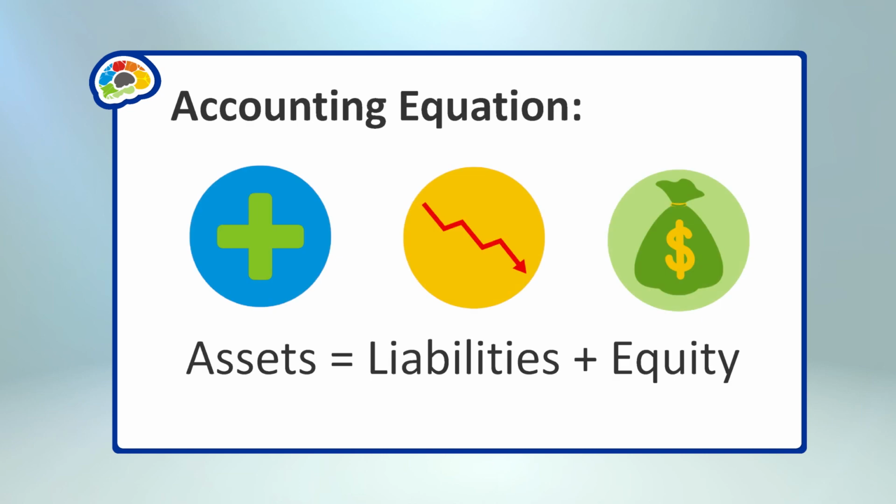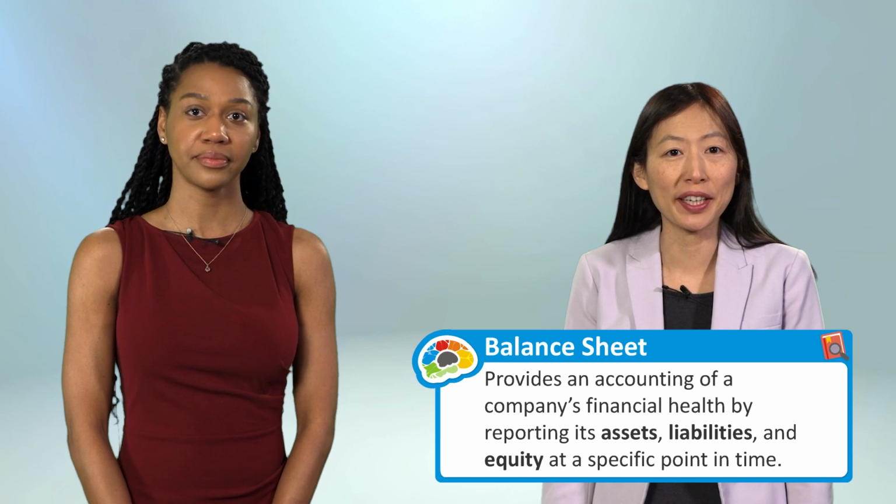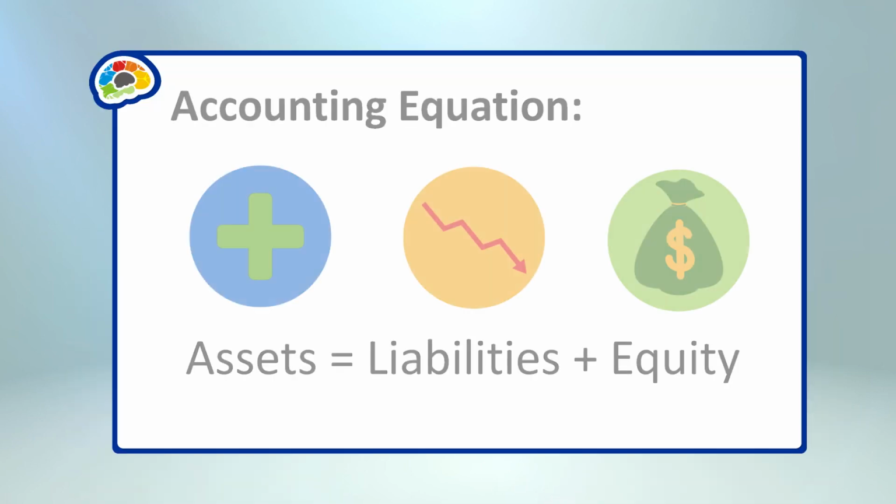Now to the accounting equation. It's a simple formula. Assets equals liabilities plus equity. This formula is foundational for the balance sheet and therefore is also called the balance sheet equation. The balance sheet provides an accounting of a company's assets, liabilities, and equity, and shows the financial health of a company at a specific point in time. And the accounting equation is what ensures the balance sheet is correct because, to be correct, an organization's assets must equal its liabilities plus its equity.